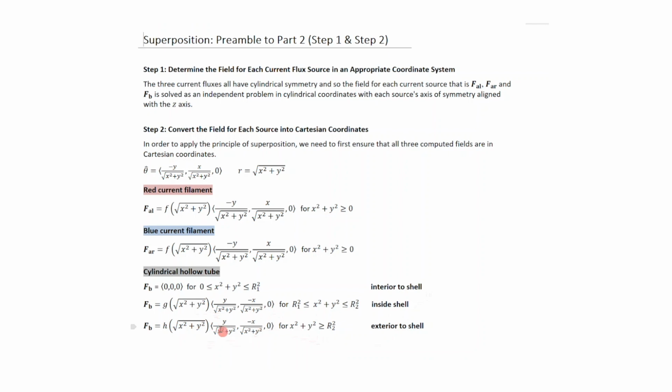If you're outside, again, it's still counterclockwise. Then it takes on this form, and this is for x squared plus y squared greater than r2 squared. So we expect this scalar function to differ from this scalar function when looking at the field inside the shell versus the field exterior to the shell.